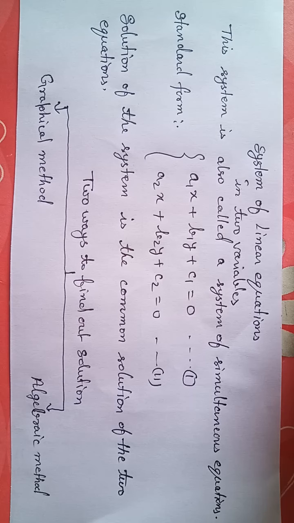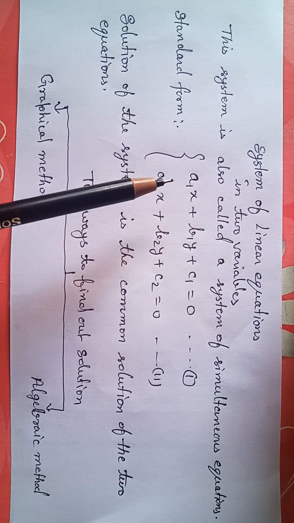Students, in this video, we are going to have a look over a system of pair of linear equations in two variables. A pair of linear equations in two variables forms a system. This system is sometimes called a system of simultaneous linear equations. The standard form is here.